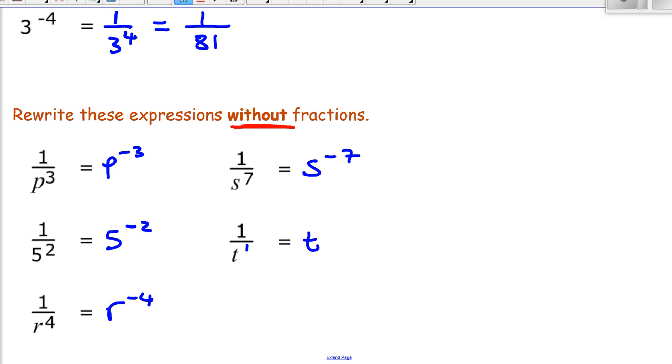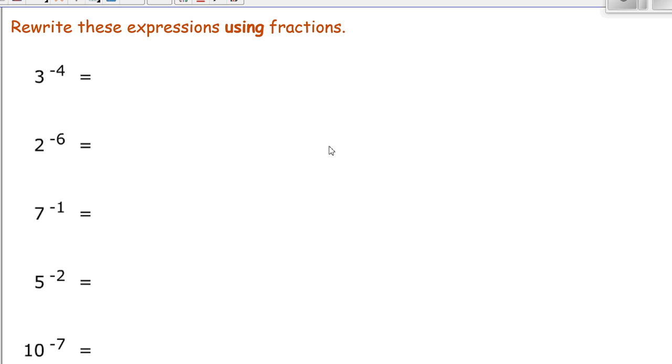So what you'll end up with is just t to the power negative 1. When you bring it up, you're going to have t to the power negative 1. So t to the power 1, remember, means that you just have the number itself. Good. I'll move to the next questions.